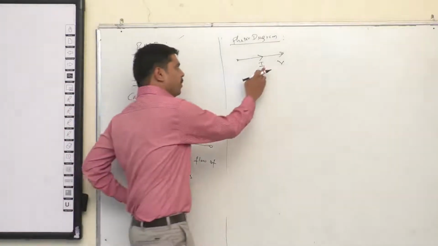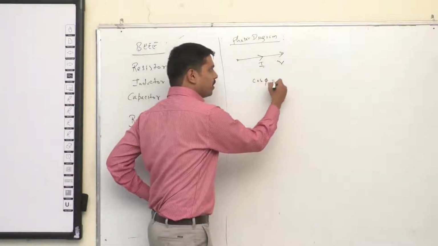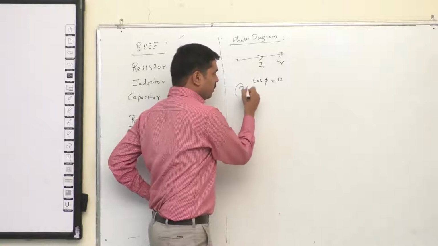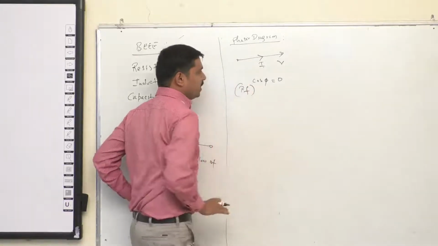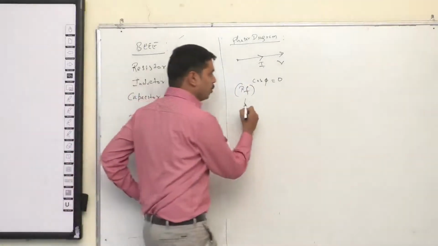That means the phase angle is 0. Cos phi is nothing but the power factor. What is meant by power factor? It is the cosine of the angle between voltage and current.